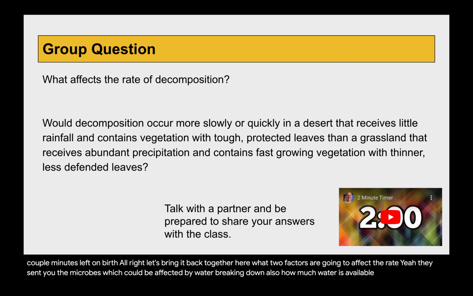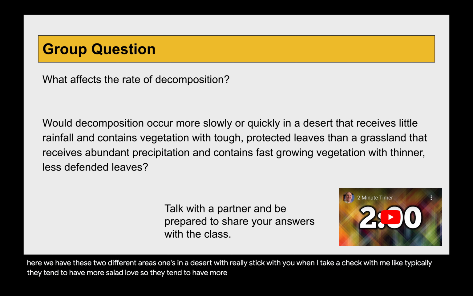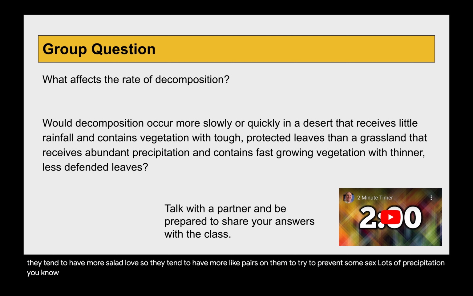So in our scenario here, we have these two different areas. One's in a desert with really thick protective leaves. When I say protective leaves, I mean they tend to have more cellulose, and more hairs on them to try to prevent insects and other critters from eating them. Or an area that's more like a grassland, lots of precipitation, and less defended leaves. Which one's going to have a higher rate of decomposition? Grassland or desert? Grassland, yeah. All right, any questions on this material?